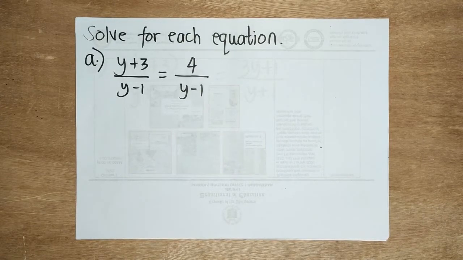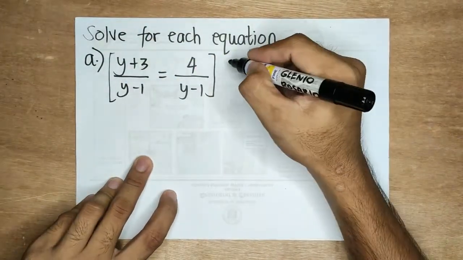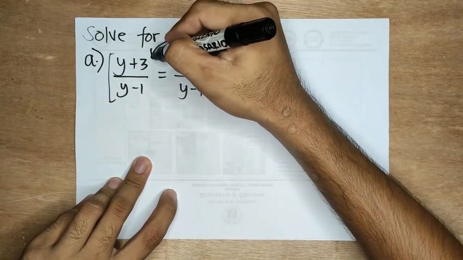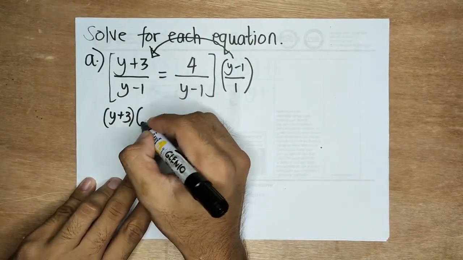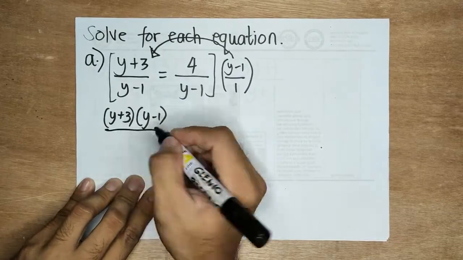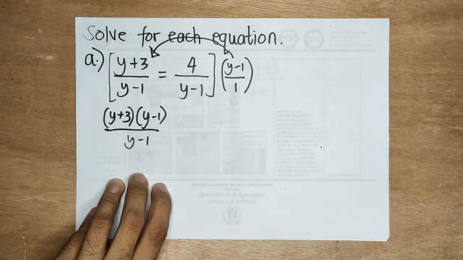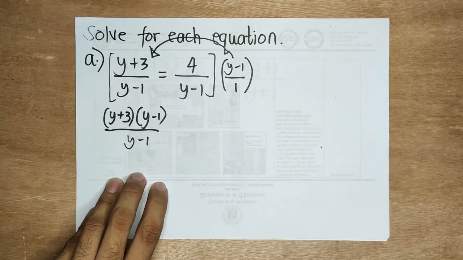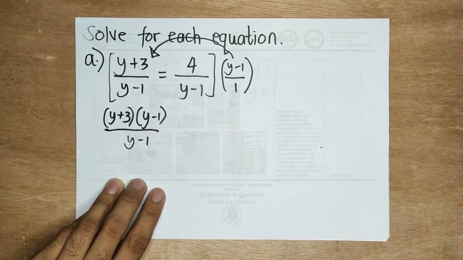Okay, so, multiplying the LCD to the entire equation, we have y minus 1 all over 1. So, the LCD times this one, we have y plus 3 times y minus 1 all over y minus 1 times 1 is y minus 1. So, as you can see, pinagtabi ko na lang muna sila. Hindi ko sila directly minultiply kasi possible na kung meron may common sa numerator at kay denominator, we can cancel it immediately.